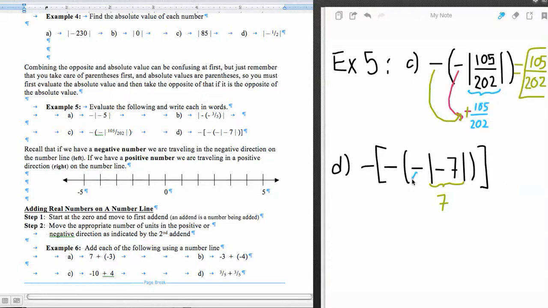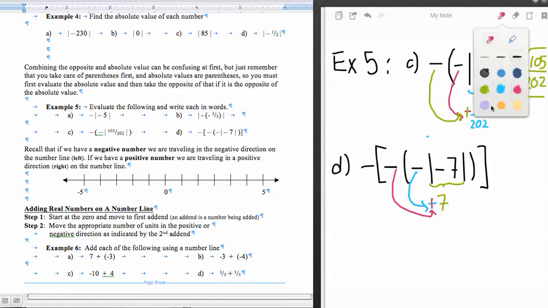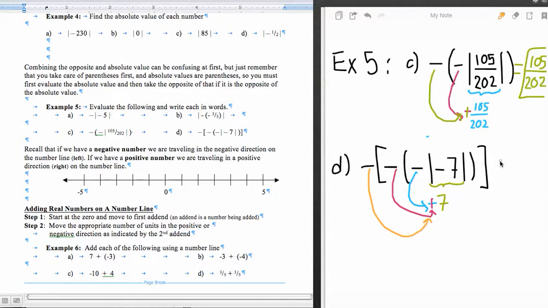Then we're going to go to the opposite of that 7 that we got, and that's going to give us a negative 7. And so now we have a negative 7. And then next we're going to go to the next one. It says the opposite of that number. And so the opposite of a negative 7 is a positive 7. And then finally, we're going to go to the furthest one out here and say the opposite of a positive 7, and the opposite of a positive 7 is a negative 7.